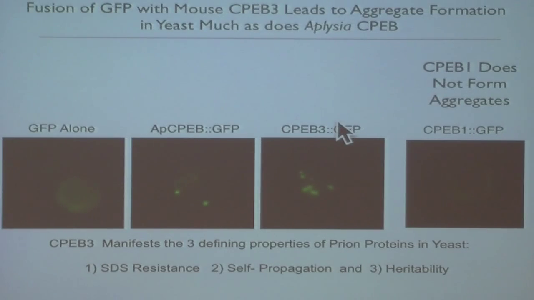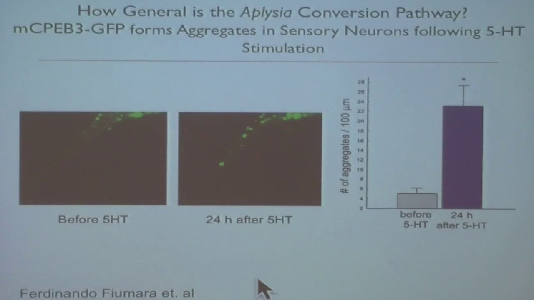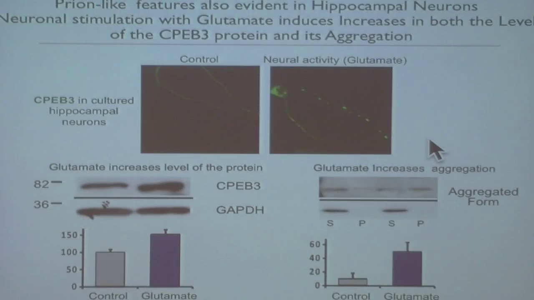We popped it into yeast, as we now routinely do on these things, and we found that it has classical properties of a prion. And it is the only one. CPEB1 doesn't have these features, only CPEB3. It forms aggregates. These are SDS resistant. They're self-propagating, and they're heritable. We then asked the question, what happens if you put the mammalian protein into Aplysia neurons and you give serotonin? You see a very nice increase in level and in aggregation.